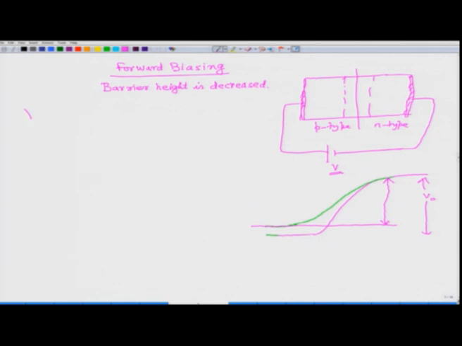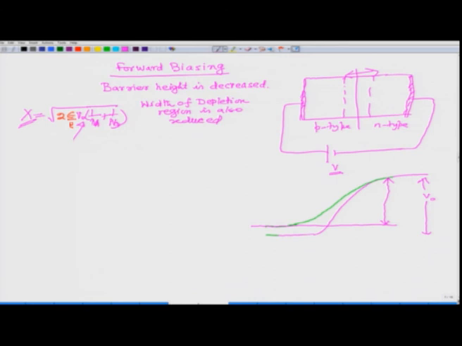You remember that width was something like square root of 2 epsilon over e, V naught, 1 over capital N A plus 1 over capital N D. So, if this barrier height is reduced, depletion region width is also reduced. So, one thing is that height is decreased, and the second thing is that width is also reduced. So, this depletion region width where the electric field exists decreases, and the height decreases.